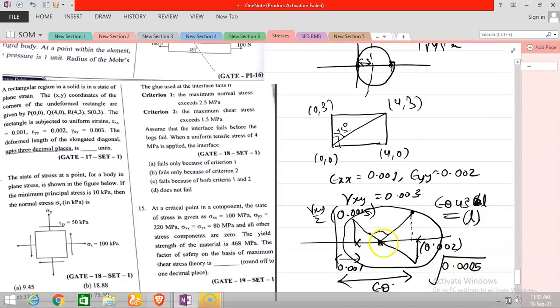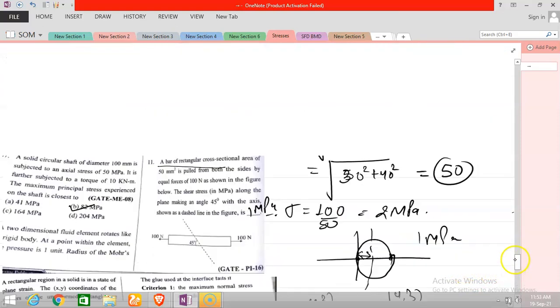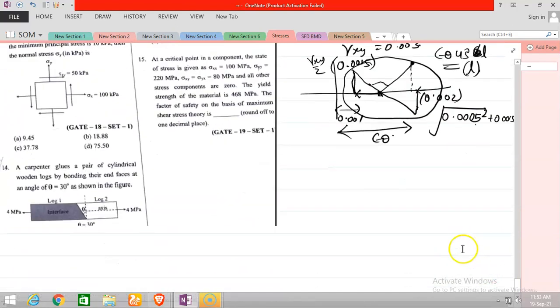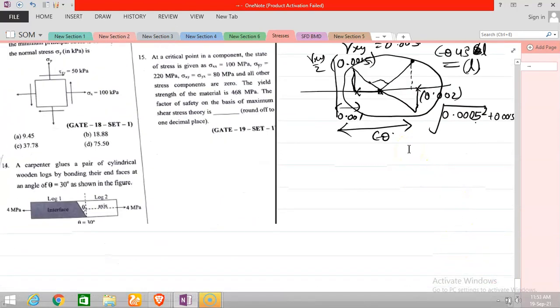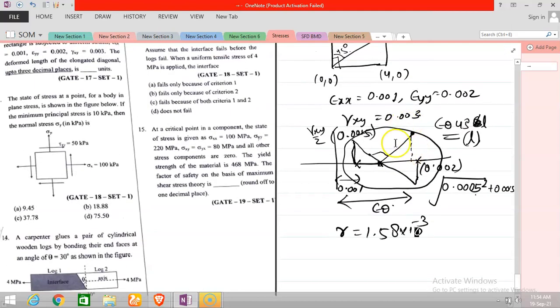Sorry, this is at the center, this distance is 0.0005, and if you just take this distance, this is 0.0015, so 0.0005 squared plus 0.0015 squared, and if you solve, you can get the radius. Let me solve it. Your answer is coming, the radius is 1.58 into 10 raised to the power -3. So this is your radius.